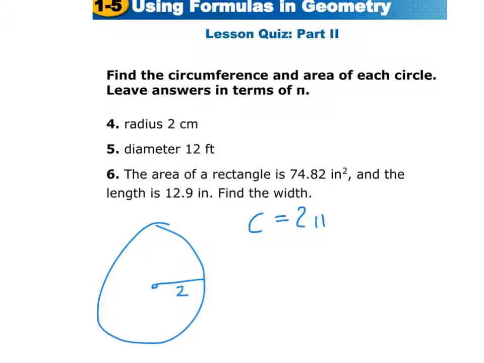2 pi times the radius, which is r. So what would our radius be in this one? So 2 pi times 2. So the circumference would be 4 pi centimeters. Because remember, the radius is 2 centimeters.